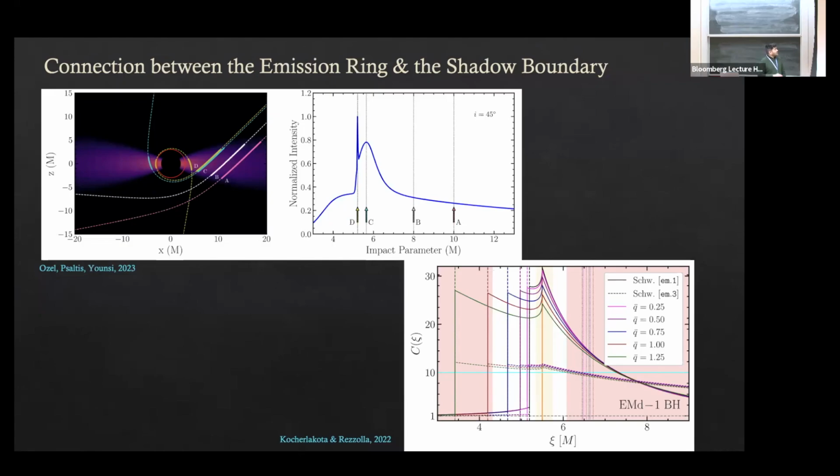Yeah, you're right, Andrew. This one, it looks like it's going at least more than pi, and it's intersecting the disk also twice.